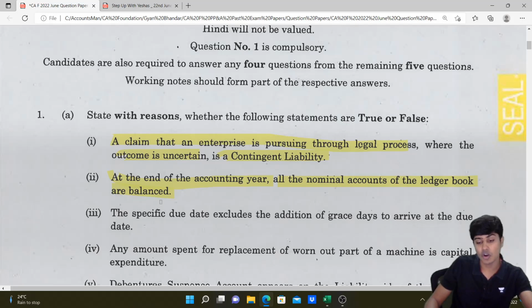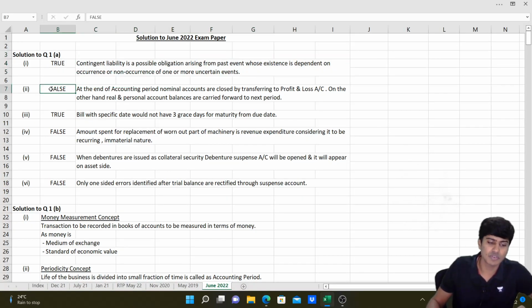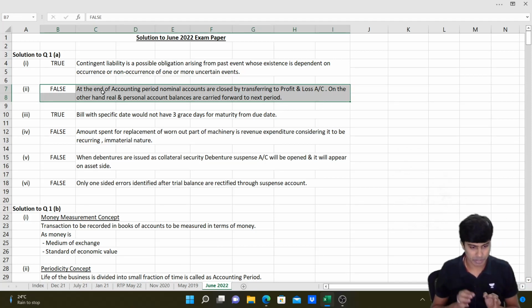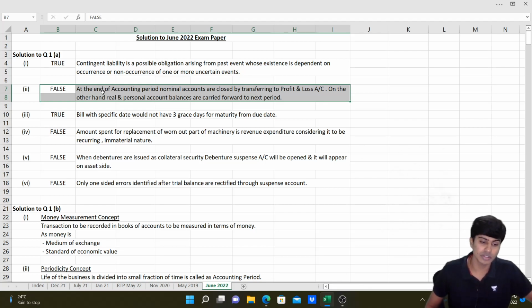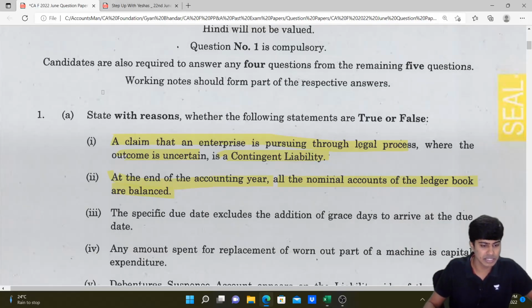So it's saying that at the end, nominal accounts are balanced. Is it true? No, no, no. Real and personal accounts are balanced. Nominal accounts are closed. You get that? So the answer is false. But what's more important is the reason. So what do we write? At the end of the accounting period, nominal accounts are closed by transferring to profit and loss account. On the other hand, real and personal account balances are carried forward to the subsequent period. Let me repeat. Real and personal accounts are carried forward to the subsequent period, or the next period. You guys get that? That's the second one. Let's now see the third one.